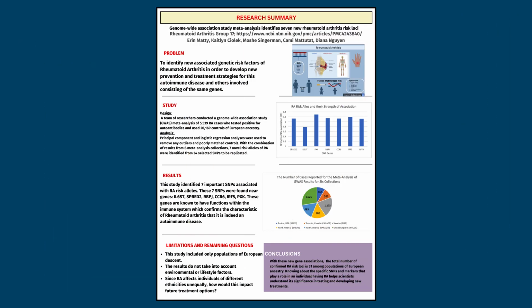Moving on to our research study, we analyzed and expanded upon the GWAS meta-analysis. The problem we chose was to identify the new associated genetic risk factors of rheumatoid arthritis in order to develop prevention and treatment strategies for this disease and other similar autoimmune diseases. In the graphical abstract to the right, you can see the SNPs that are affected and involved in RA and the affected areas of the body due to the disease. RA causes pain in the joints, and a diagram of the healthy and affected joint is shown.